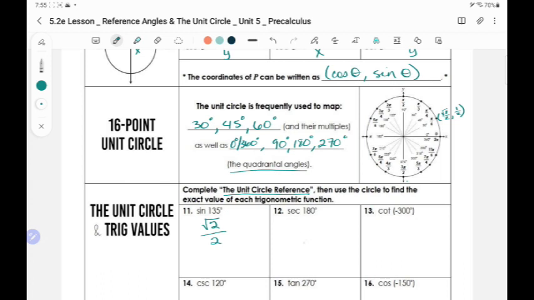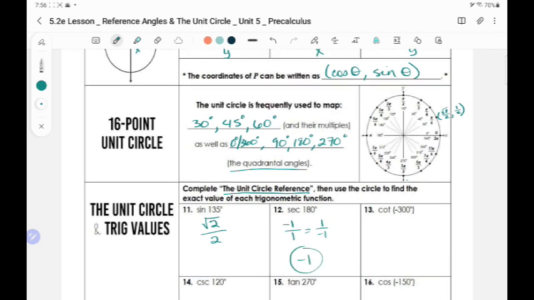Going to number 12, secant of 180 degrees. 180 degrees is right here, and you would have had the point (-1, 0). Remember, secant is the opposite of cosine. Well, if the cosine is negative 1, then negative 1 over 1, when we flip it over, 1 over negative 1, what do we get? Our answer is still just negative 1, okay?